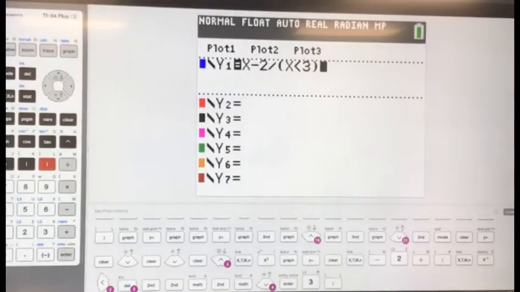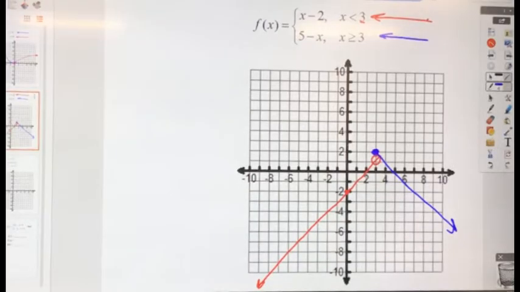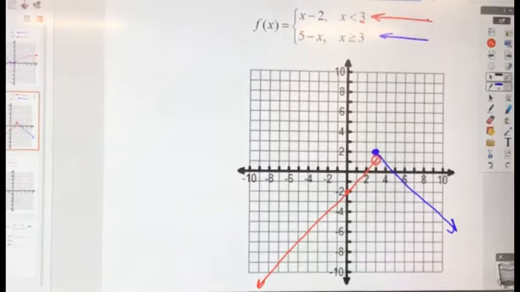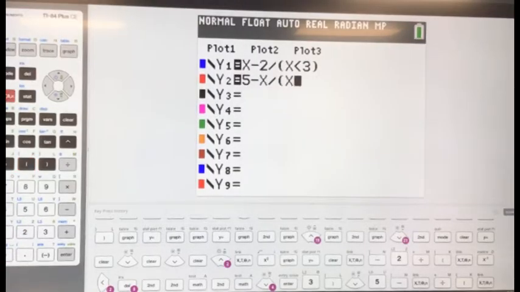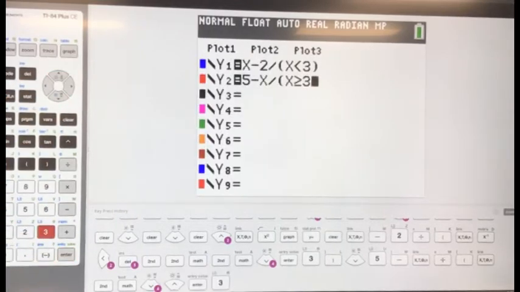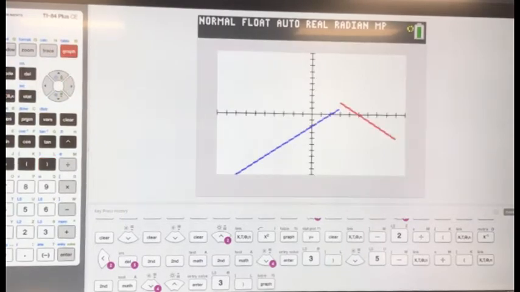So you have to put the comma too or no? No, instead of the comma, we are going to use divided. Okay. Divided. So for the next one, 5 minus x, instead of the comma, I want to divide by the inequality. So open parentheses, x is greater than or equal to, so second math, greater than or equal to 3, close parentheses, and graph. Hey, is that not what we got?